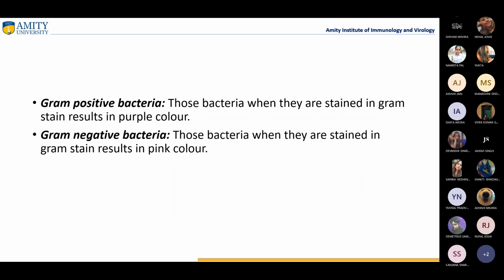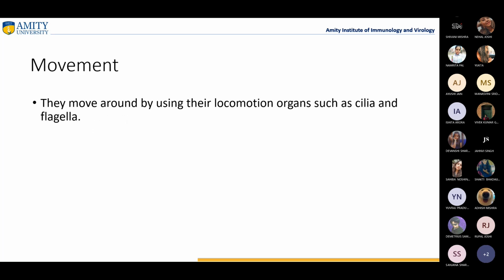Gram positive bacteria, when stained with a Gram stain, result in a purple color, and Gram negative bacteria, when stained with a Gram stain, result in a pink color. They are called Gram negative bacteria. Bacteria can move by using cilia and flagella. They basically move by using these.